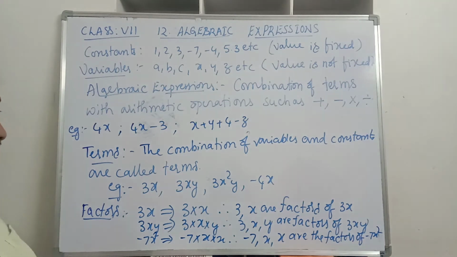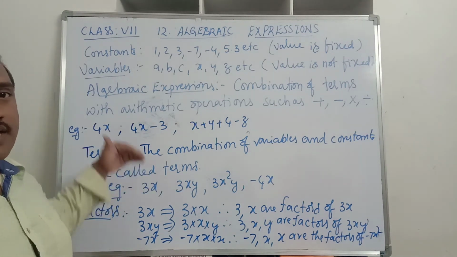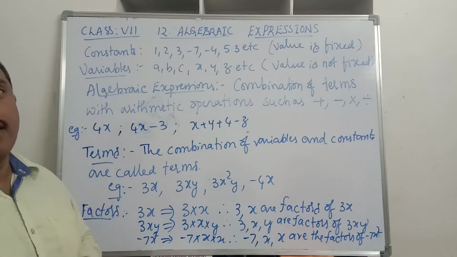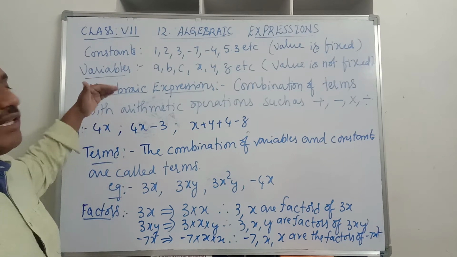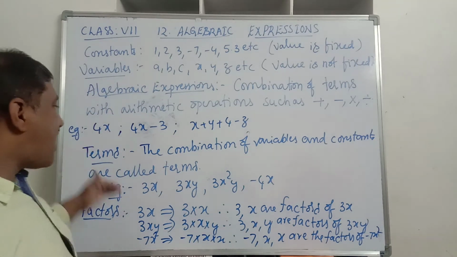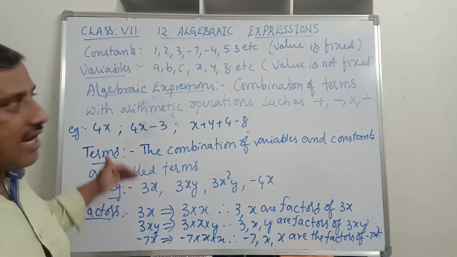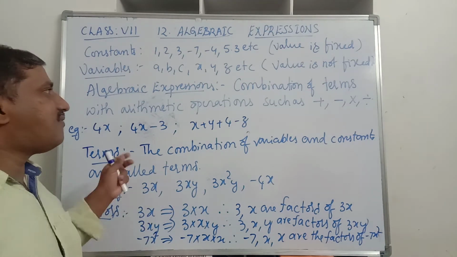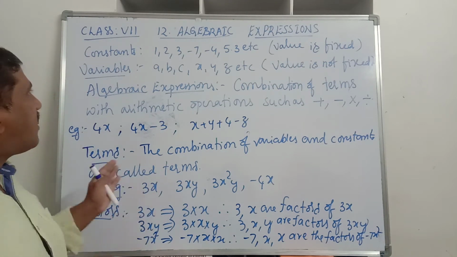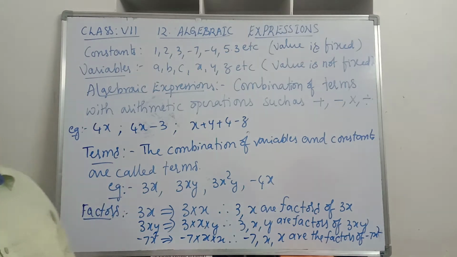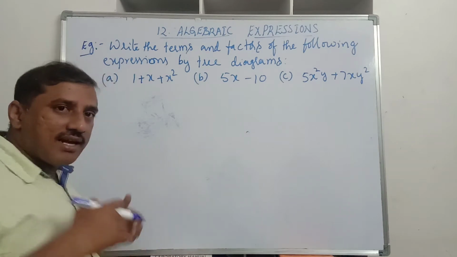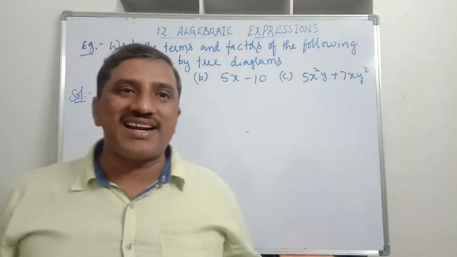Like this, we can write the factors from the terms. The terms can be taken from the algebraic expressions, terms and factors. Terms and factors we can express in the form of a factor tree. We will discuss how to write the expressions, terms and factors in the form of a factor tree. Is it clear, children? What we discussed is the basic thing of this algebraic expressions chapter. Now we discuss what is an algebraic expression, what is a term, and what are the factors of the terms.